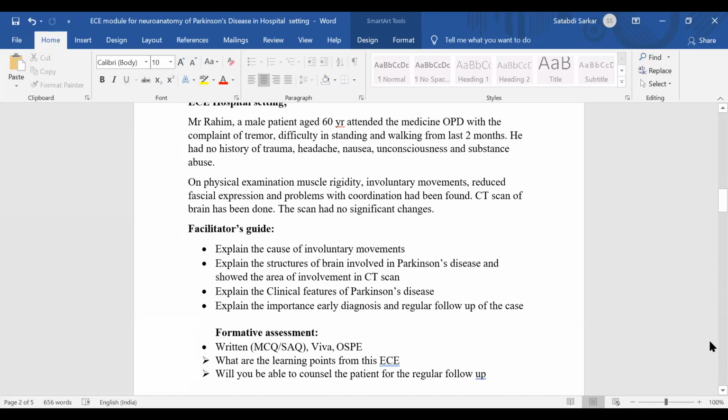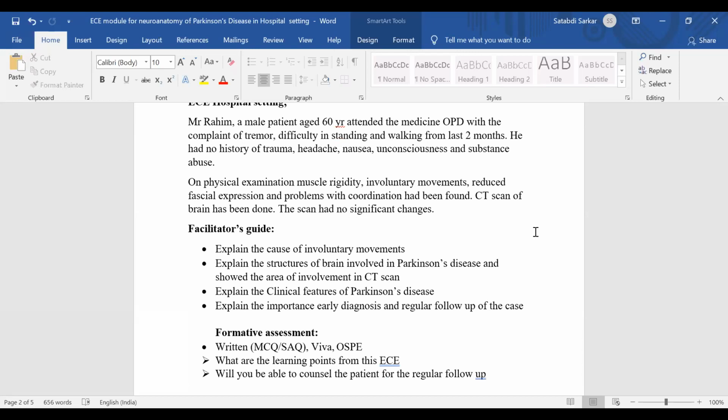This is the case of Mr. Rahim, a patient aged 60 years, attending the medicine OPD with the complaint of tremor, difficulty in standing and walking for the last 2 months. He had no history of trauma, headache, nausea, unconsciousness, and substance abuse. On physical examination, muscle rigidity, involuntary movements, reduced facial expression, and problems with coordination were found. CT scan of the brain was done. The scan had no significant changes.